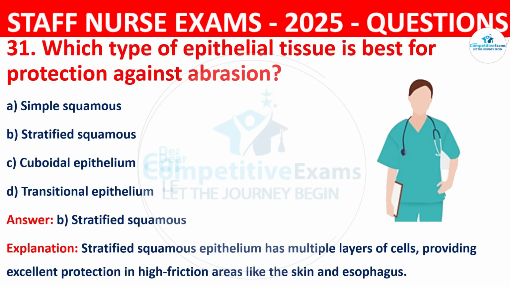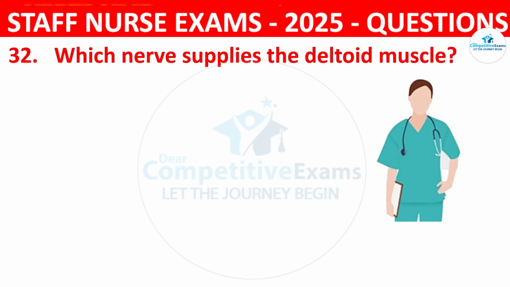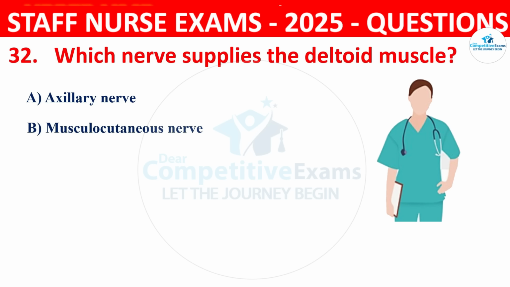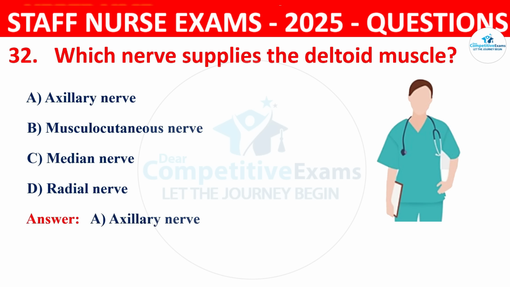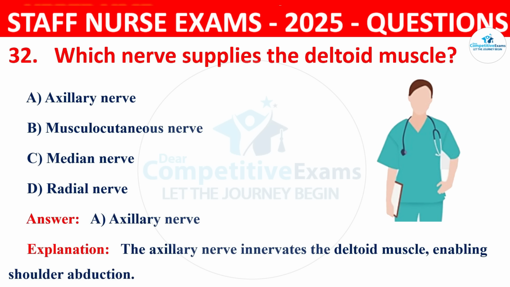Question number 32. Which nerve supplies the deltoid muscle? Your options are axillary nerve, musculocutaneous nerve, median nerve, or radial nerve. The correct answer is A, that is axillary nerve. The axillary nerve innervates the deltoid muscle, enabling shoulder abduction.